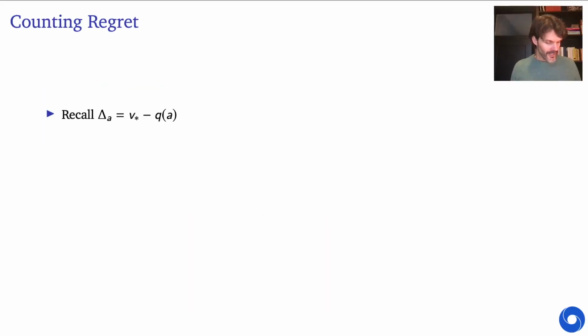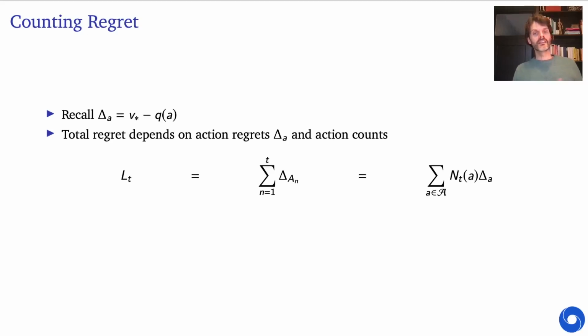In order to think about this, we are going to write down the regret a little bit differently. We're first recalling the definition of delta, which is simply the maximum action value, V star, minus the action value for action A. Then we can write down the regret in two different ways. The first one we already saw before, where the total regret at time t, L_t, can be written as a summation over time, for n from 1 all the way up to the current time step t, where we count the regret that we get at every time step.